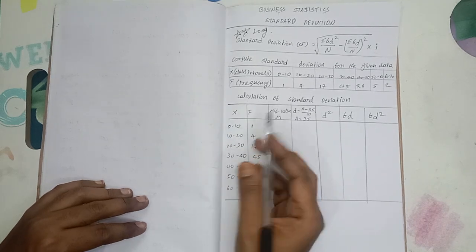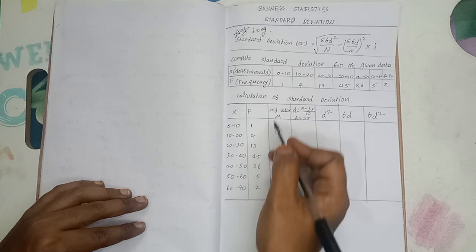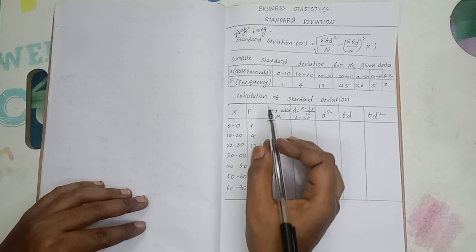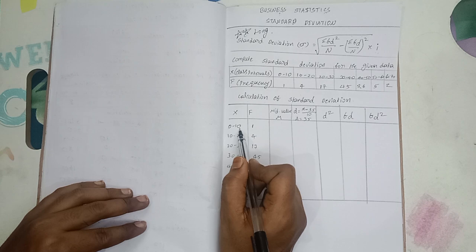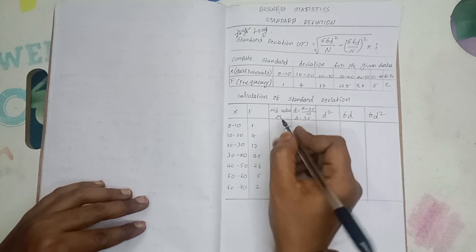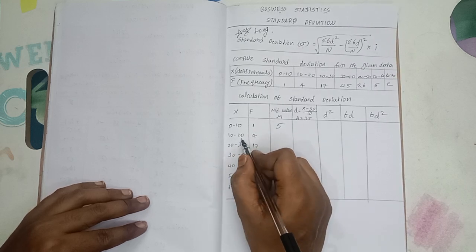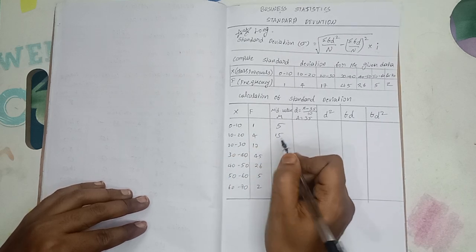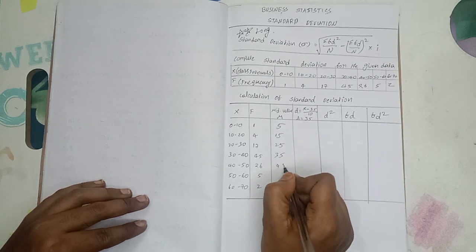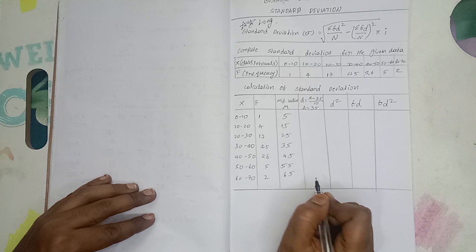Then you enter the class intervals and also the frequency. Now you have to find out the mid value. What is the mid value formula? Lower limit plus upper limit divided by 2. That means 0 plus 10 divided by 2 is 5. 10 plus 20 divided by 2 is 15. Then you have 25, 35, 45, 55 and 65 like this.